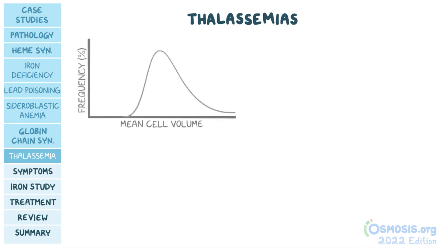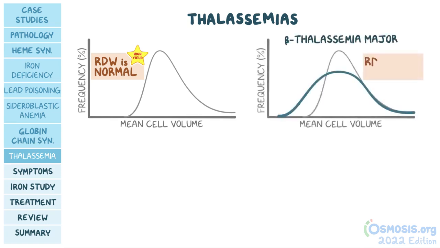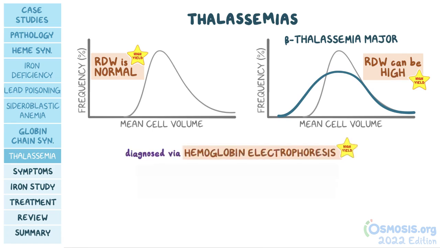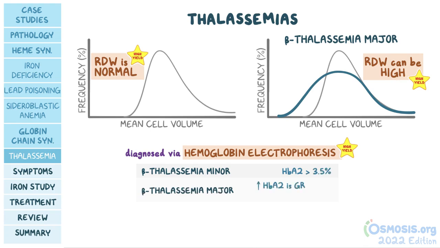Now, in all thalassemias, the RDW is normal, reflecting the uniformity of RBC small size. However, in beta thalassemia major, RDW can be high due to anisopoikilocytosis. Another key concept you'll need to know is that they are diagnosed via hemoglobin electrophoresis. In beta thalassemia minor, HbA2 is greater than 3.5%, while in beta thalassemia major, the increase in HbA2 is greater, along with an increase in HbF.